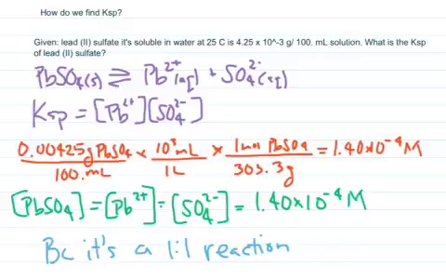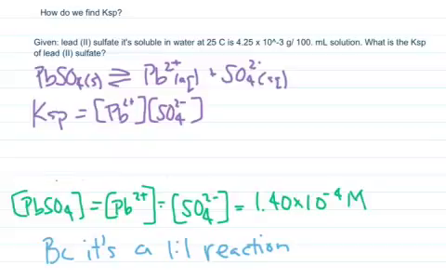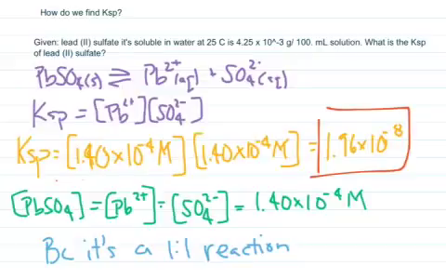So now that I have the molarities of the ions, I can now find the Ksp. So I'm going to look at my Ksp equation and I'm going to plug in the molarities of the ions to that equation. So when I do that, I get 1.96 times 10 to the minus 8. Remember, with anything that is an equilibrium constant, you never put a molarity to it. Now let's try another problem.